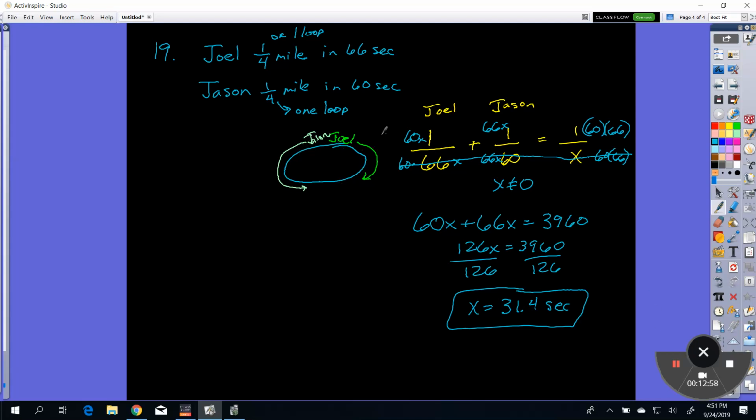So that's how the work problems go. You say one person can do it in this much time, this person can do it in this much time, and if they're working together, we put a plus, equals one job in this amount of time. So anything that has work, you set them up that way.